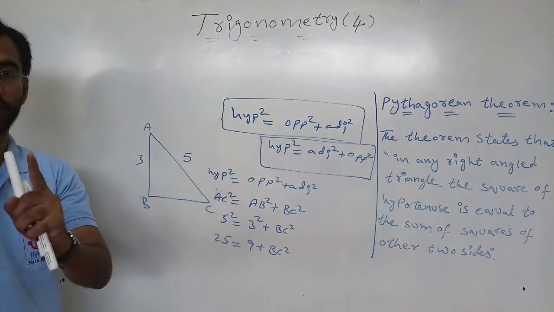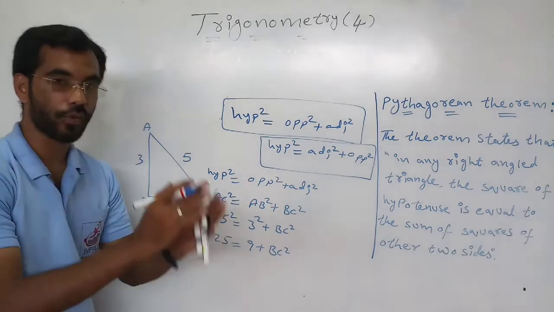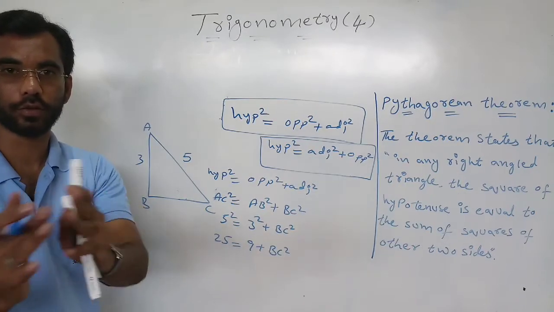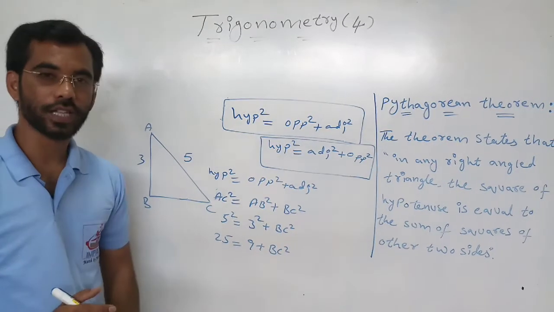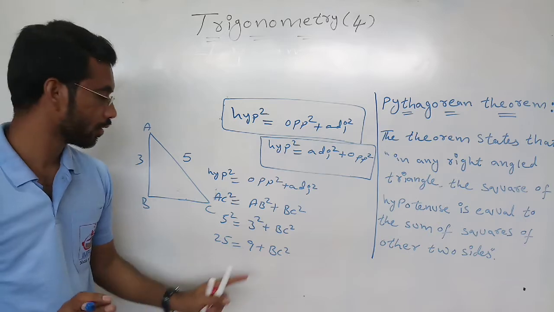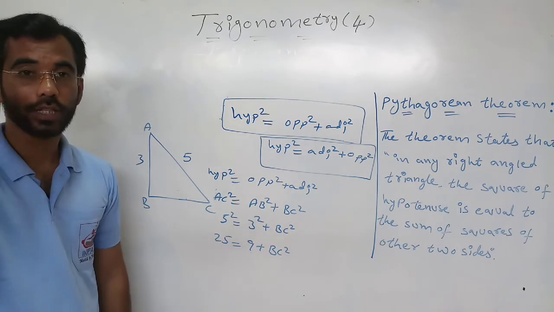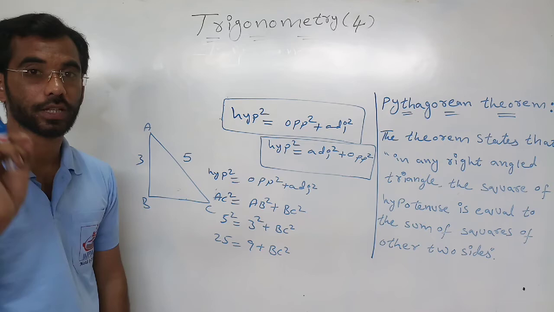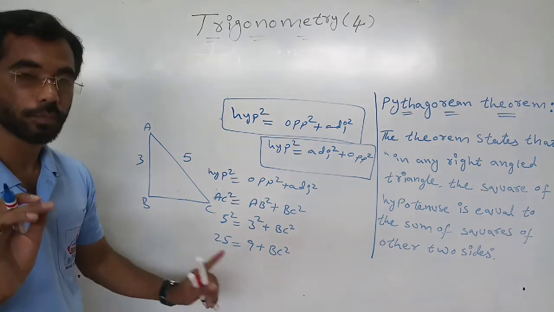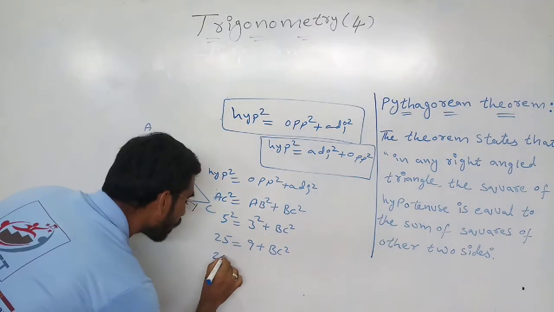Most of the students will do it wrong. 5 square means 5 should be multiplied 2 times, 5 into 5. Some of the students will do 5 into 2, it is wrong. 3 square they will take as 6, it is wrong. Most of the students get confused in the exam, but it should not be like that.